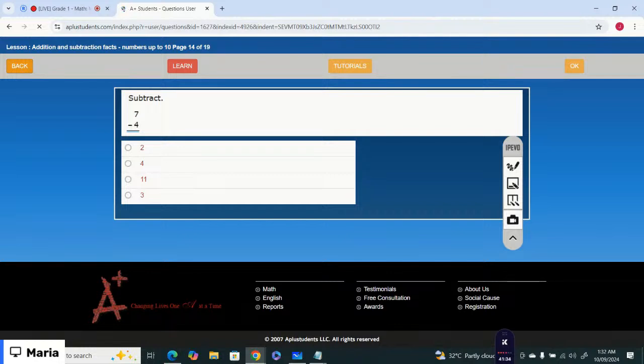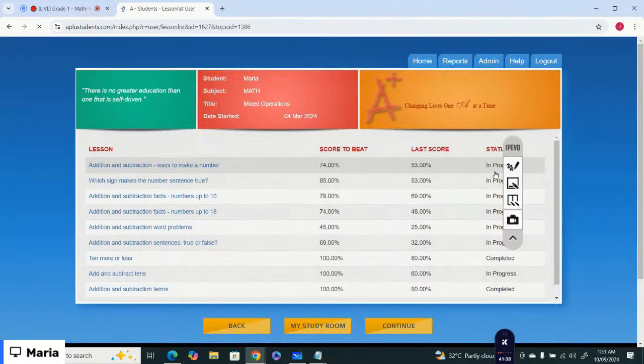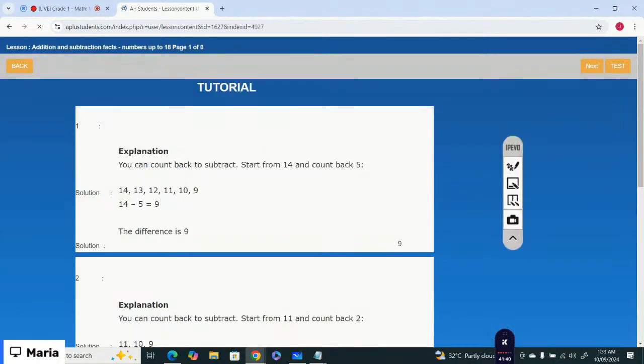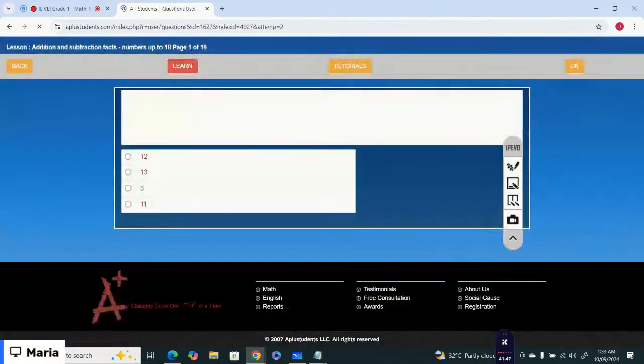The next lesson is addition and subtraction facts numbers up to 18. Okay, so let's just start with the test questions you have to do addition or subtraction. So let's just start. The first one is 8 plus 5. So which is the correct option?